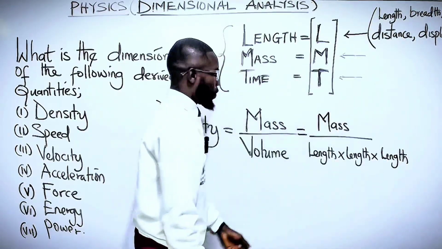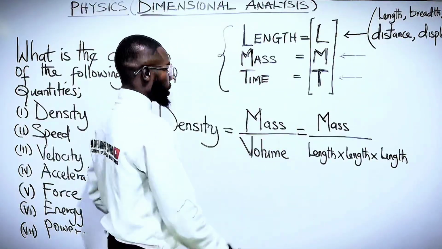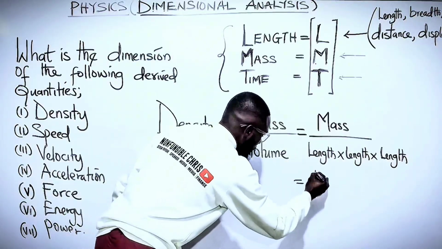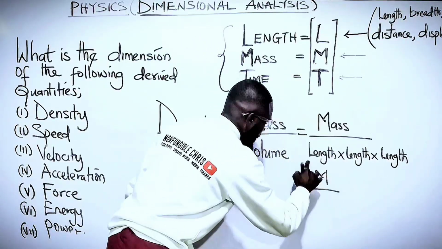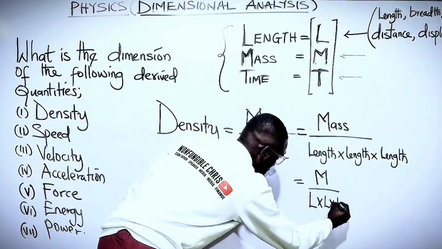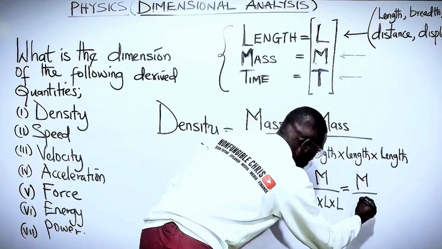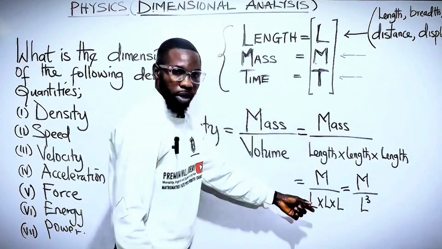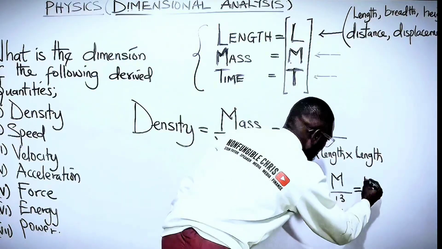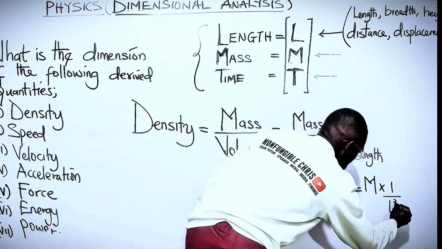Alright, but then if you watch, we have expressed all of this into their basic fundamental quantity. Where we have mass, we replace it by m. That gives us m over the length, which gives us what? L times L times L. If we express it further, we're going to have m over L cube. Right? So we express this in the index form. We're going to have m times 1 over L cube.